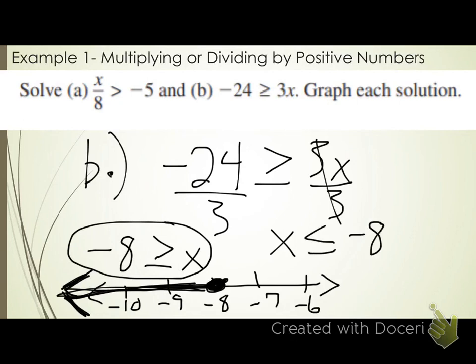Now, which way is the arrow pointing? To the left. I know I'm shading to the left. I also know that I want values that are less than or equal to negative 8. So that'd be to the left of negative 8. Questions on A or B here? Can I move on?